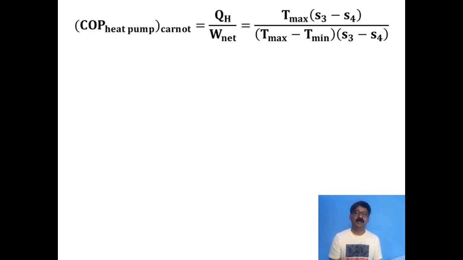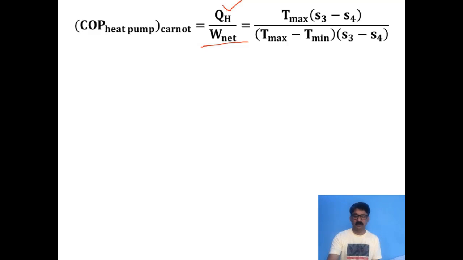The desired output will become QH, whereas the required input remains the same, that is W net, for both the refrigerator as well as the heat pump. So when it comes to a heat pump, you should know that QH is the desired output, because your intention is to maintain the surrounding space, that is the warm space, at a particular temperature, whereas in the case of a refrigerator, the cold space has to be maintained at a particular temperature.